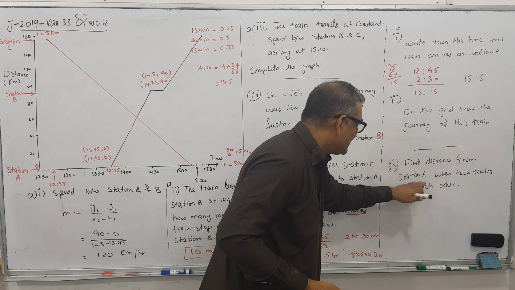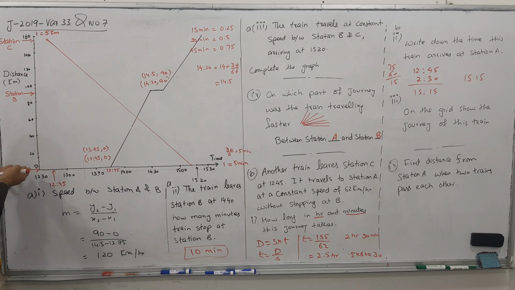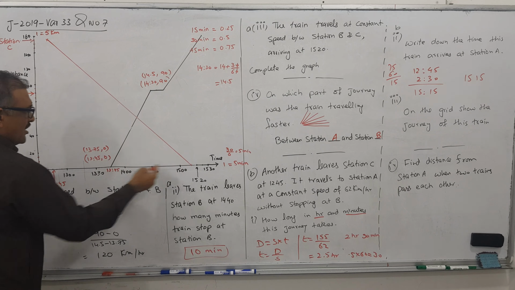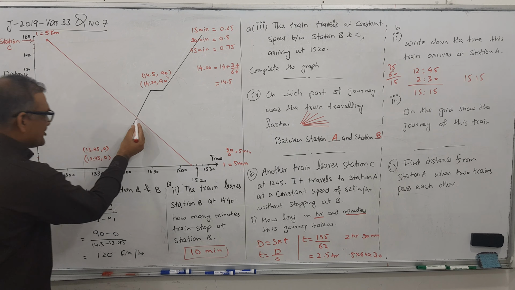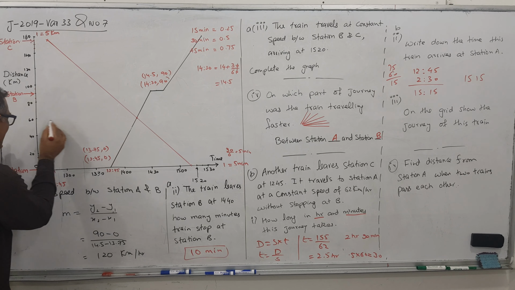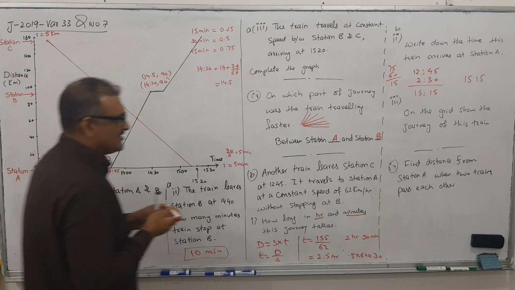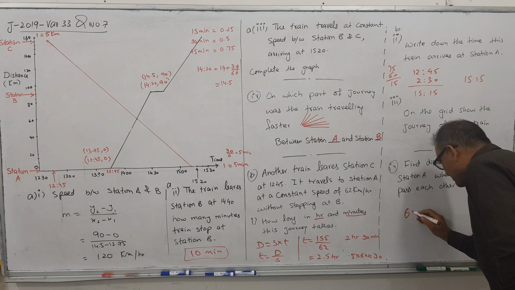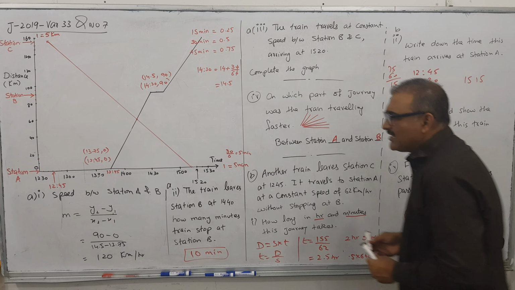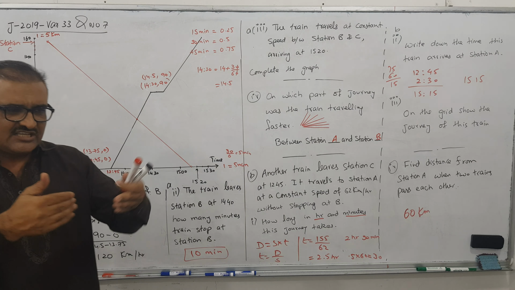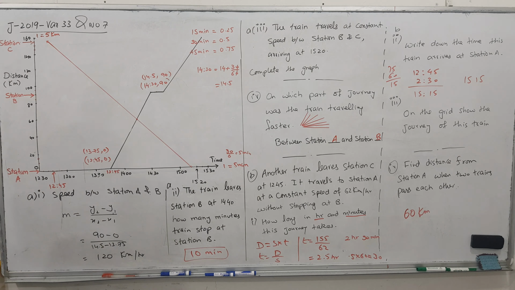Now find the distance from station A. So from this line, not from the top, from this line, how much distance where they meet. If I check the meeting point here, it is something like 60 kilometers. So if we had 60 kilometers, you can see the mark scheme: the answer between 60 and 64.5 kilometers, all answers are correct. And that's it, the question is over.